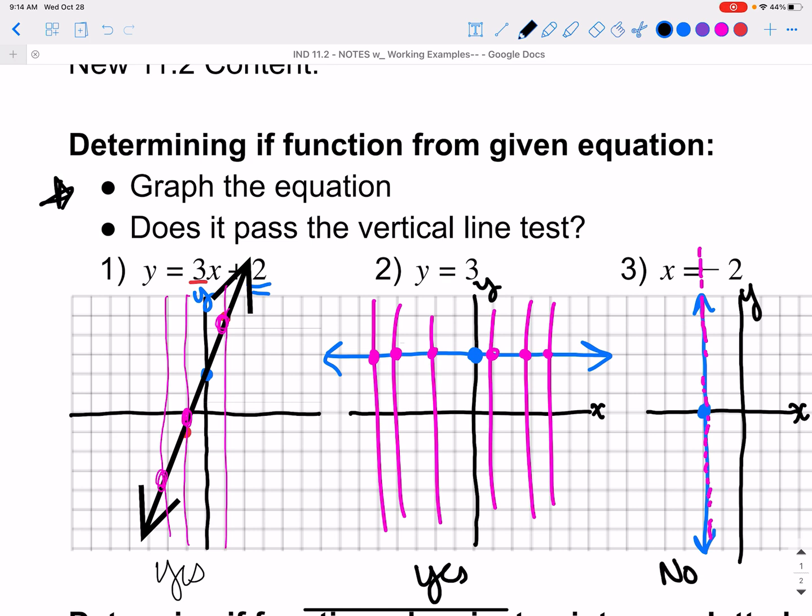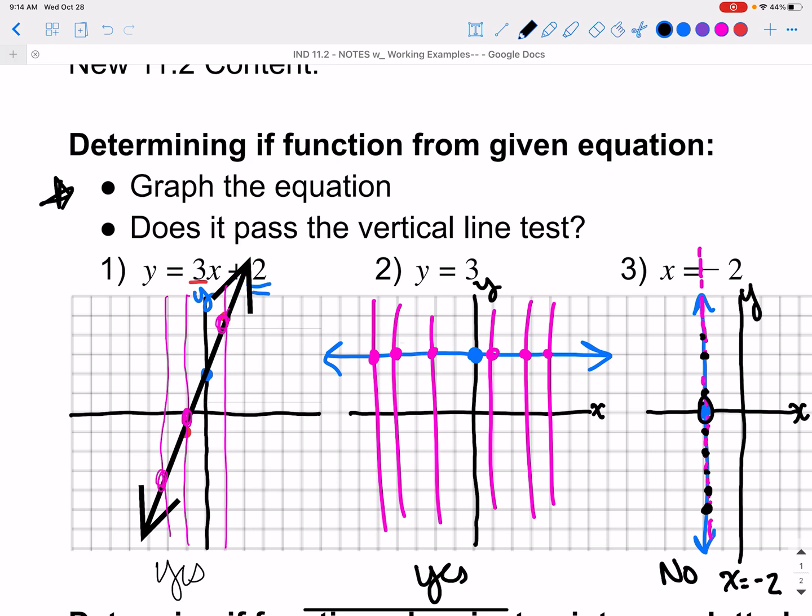Why would it not be? Well, literally x is -2. It hits a ton of different places. Your pink line and your blue line hit at every possible point right here at x equals -2. So x equals -2 is your offender because the entire line sits on x equals -2.